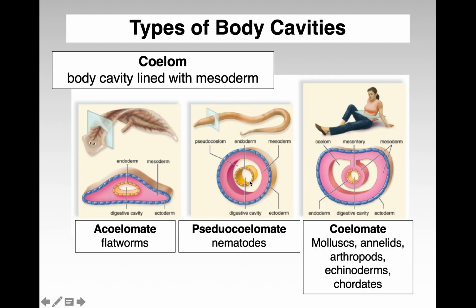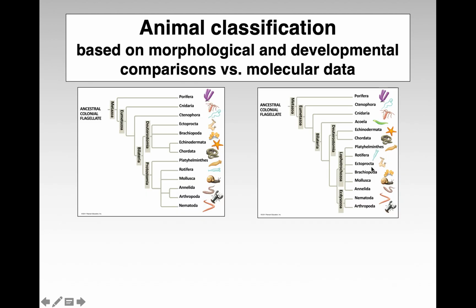And then we have the pseudocoelomates, which are the nematodes, where we have a body cavity in addition to the digestive cavity, but it's not completely lined with mesoderm. And then we have the coelomates, which include a lot of the animals, in particular the more complex animals. We have not only a gut that goes from mouth to anus, but also a body cavity called the coelom.